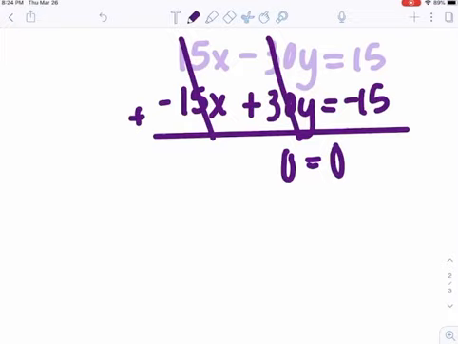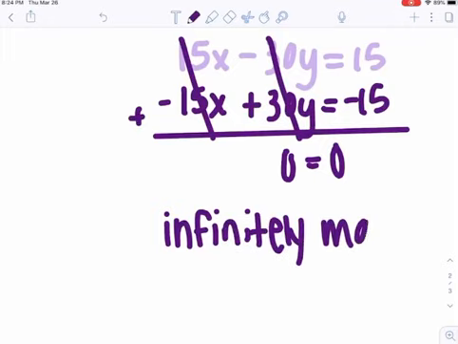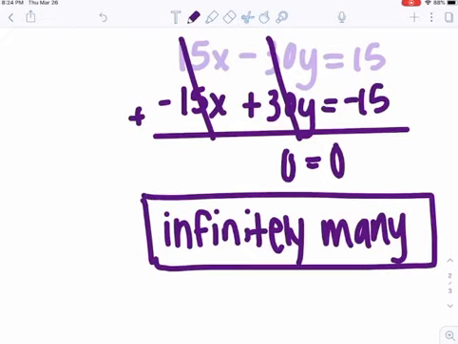Usually we would write all real numbers, but remember, we're talking about lines, right? We're talking about a graph, so when we have systems, we don't put all real numbers. All we say is infinitely many. These are the same 2 lines, so they're intersecting on the same line forever and ever and ever.